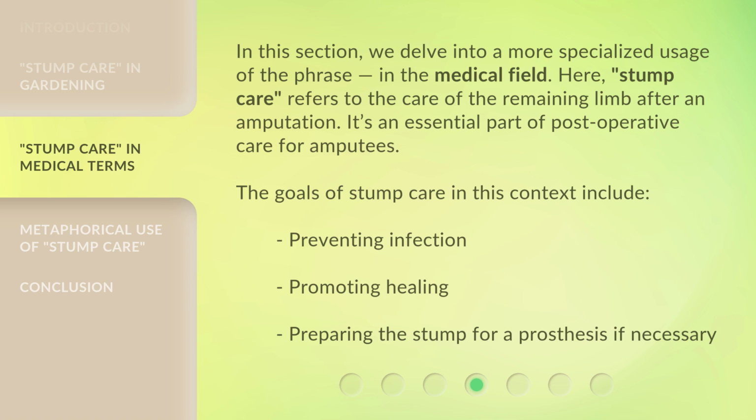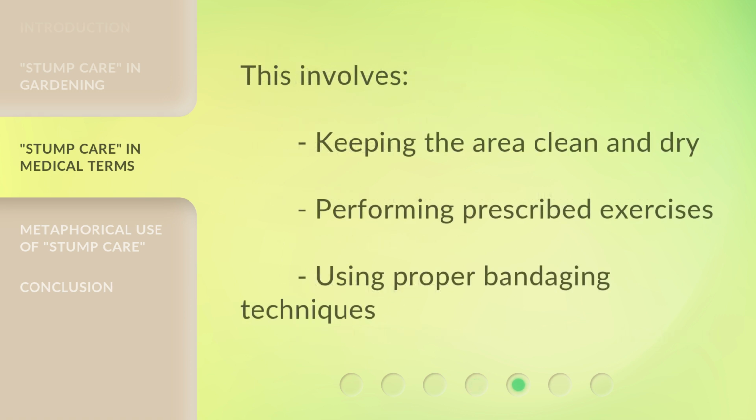The goals of stump care in this context include preventing infection, promoting healing, preparing the stump for a prosthesis if necessary. This involves keeping the area clean and dry, performing prescribed exercises, using proper bandaging techniques.